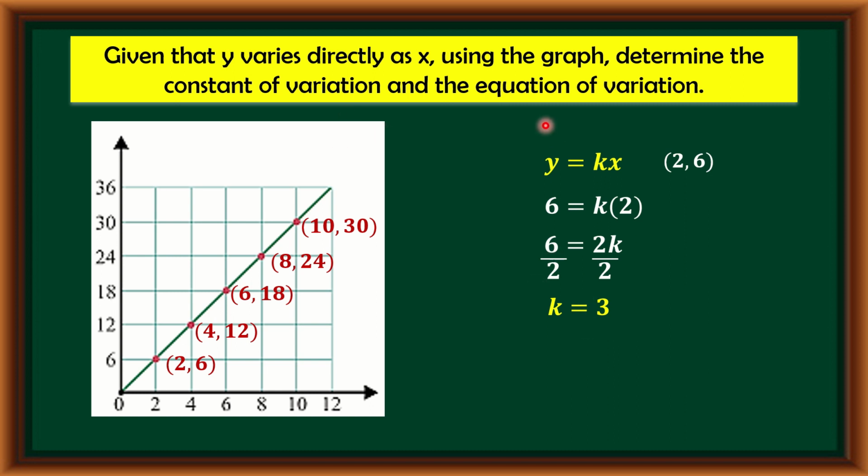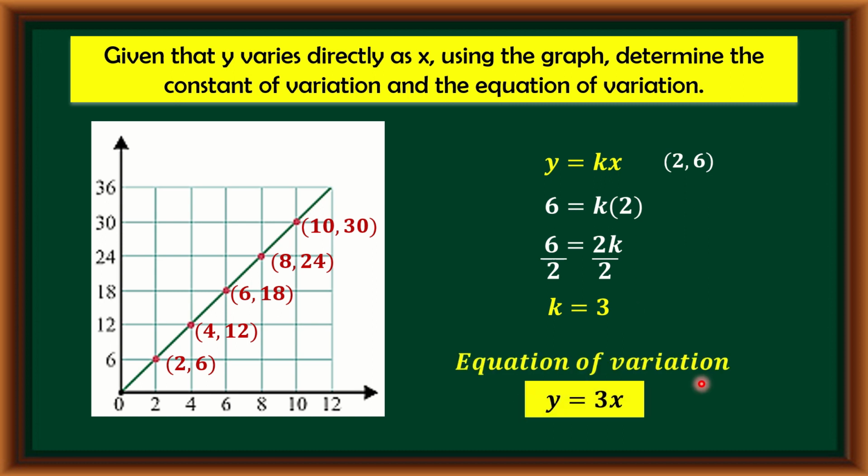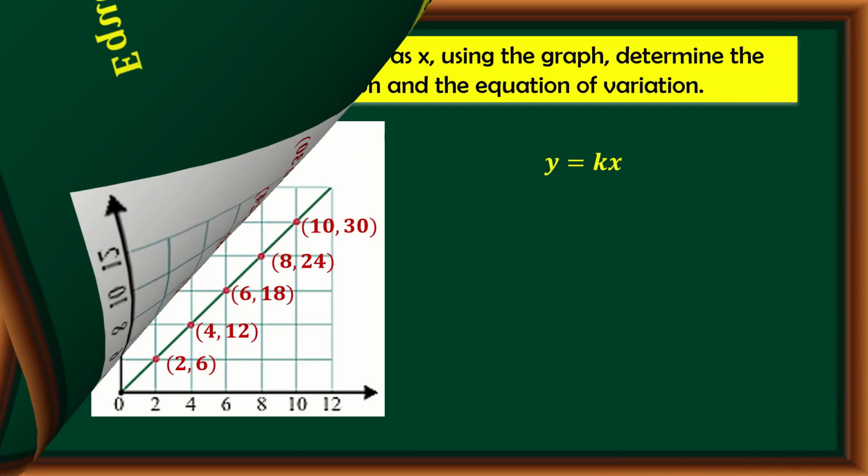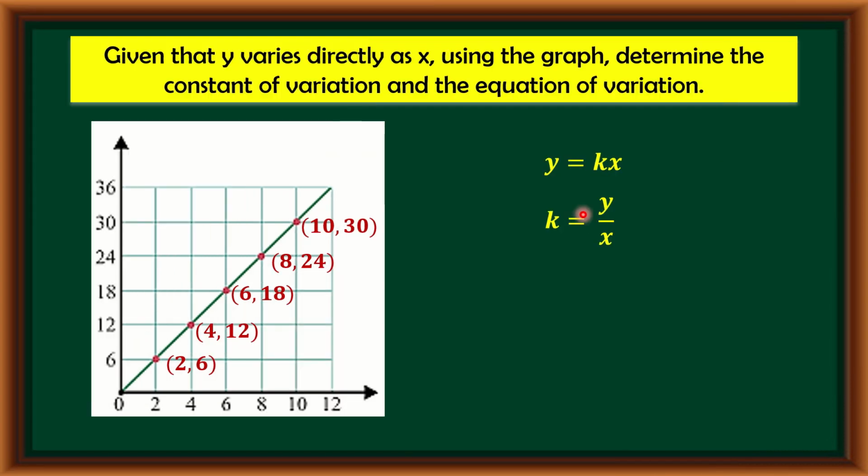Now, let us move on with the equation of variation. From our equation here, just substitute the value of our constant. Therefore, the equation of variation will be y is equal to 3x. So, what is the other way of finding the constant and equation of variation of a given graph? The other way will be finding the value of k using y over x.